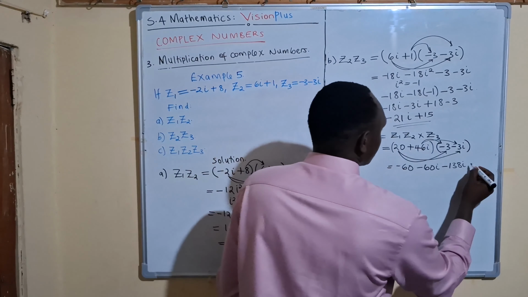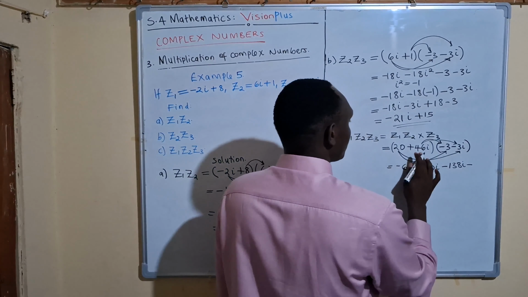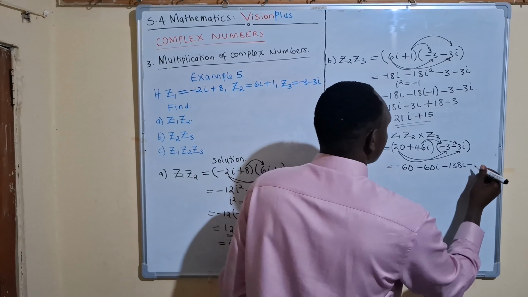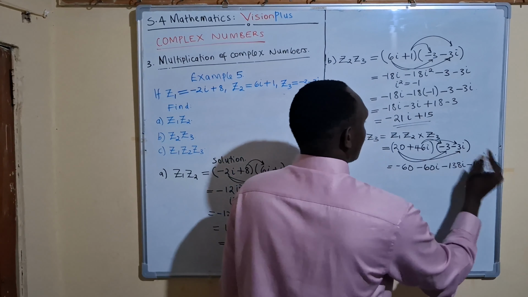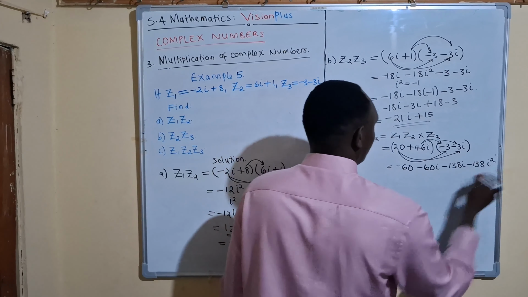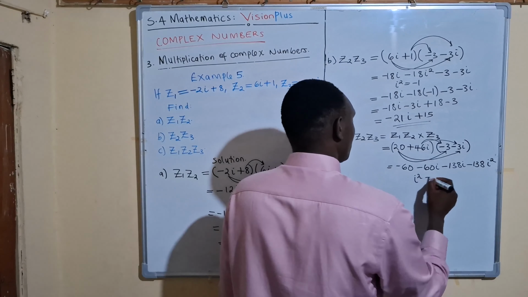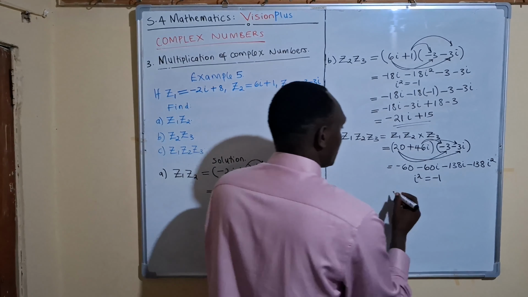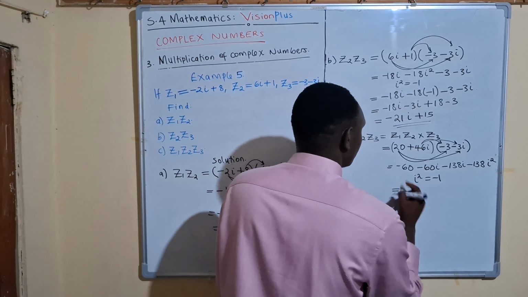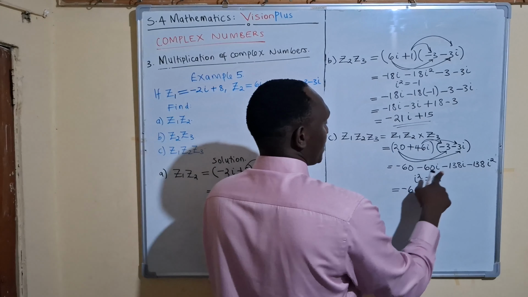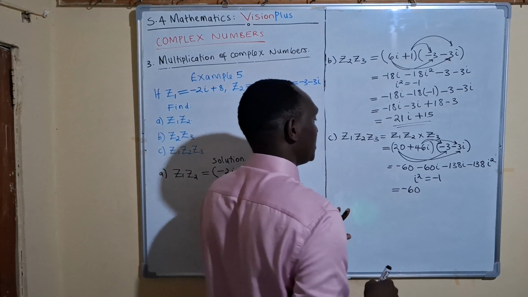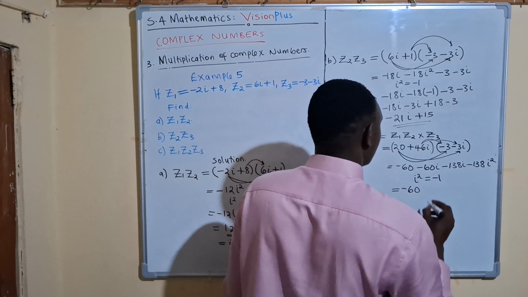Positive times negative is negative. 46 times 3 is 138 still. I times I is I squared. But we know that I squared equals negative 1. So we substitute for it. This gives us negative 60. Negative 60i minus 138i is negative 198i.